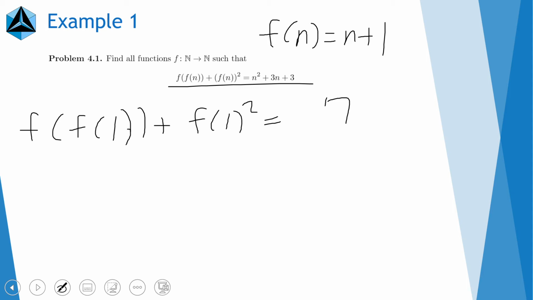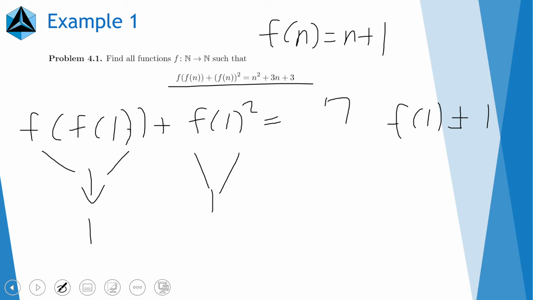And yes, we can. We know that f of 1 can't be 1. Why? Because if it was 1, then this f of 1 would just simplify to 1. This f of 1 squared would just simplify to 1. 1 plus 1 is not equal to 7. So f of 1 can't be 1. That's just not true.